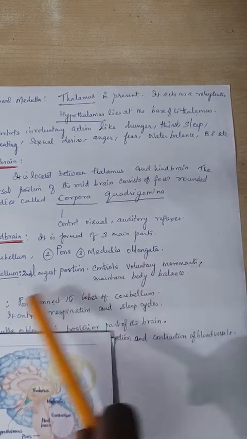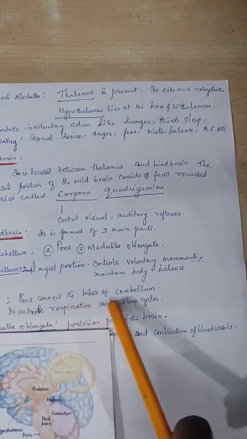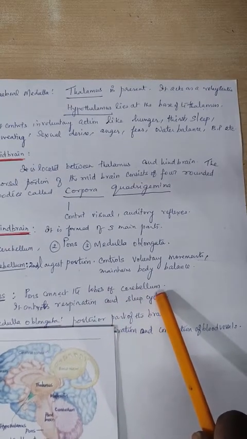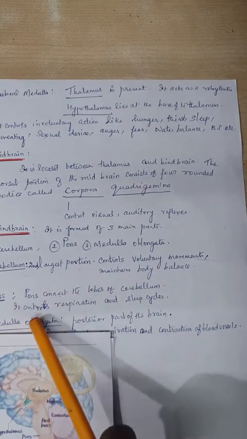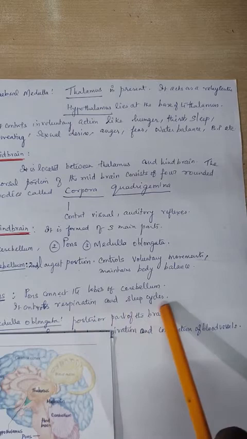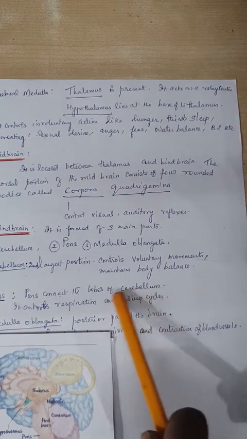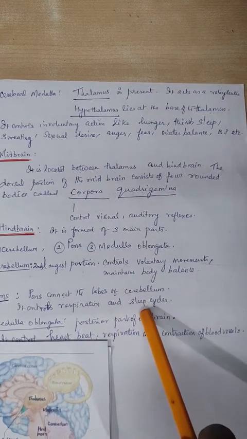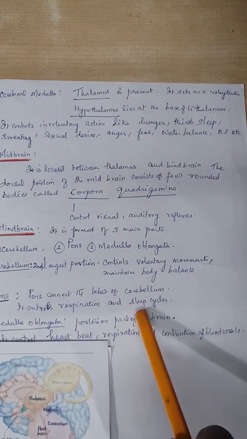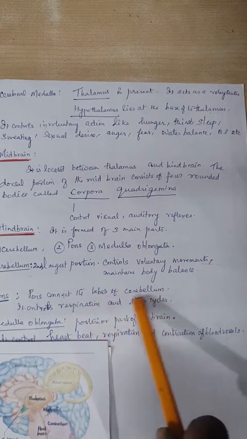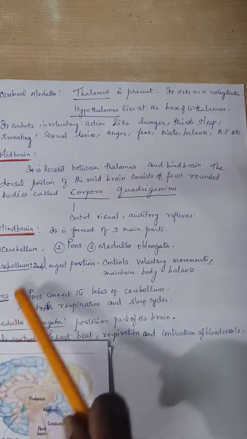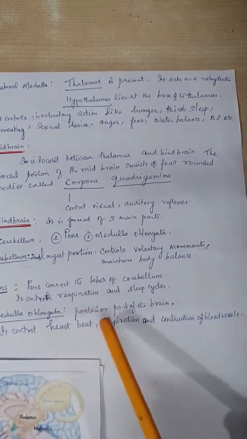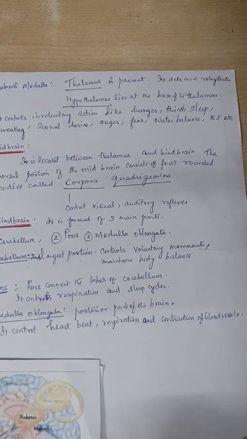Okay, the second one, pons. Pons connects the lobes of cerebellum. What is the function of pons? It controls respiration and sleeping cycles. That is why after eating lunch, after eating dinner, you will be getting sleep, because of the pons. Medulla oblongata, the last part of the hindbrain.